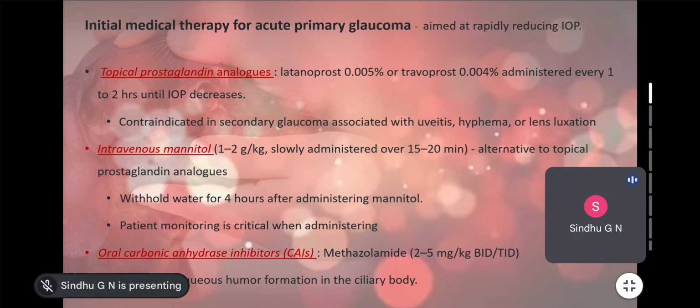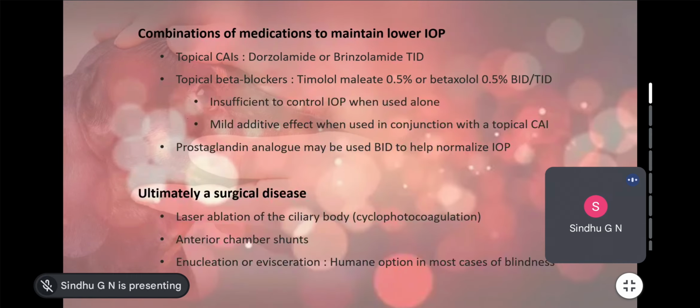Methazolamide we can use. These all are for the initial medical therapy. Then for maintaining the lower IOP, we can use combinations of topical medications like carbonic anhydrase inhibitors, like dorzolamide or brinzolamide. Along with that, beta blockers like timolol; Dorzox T is available.